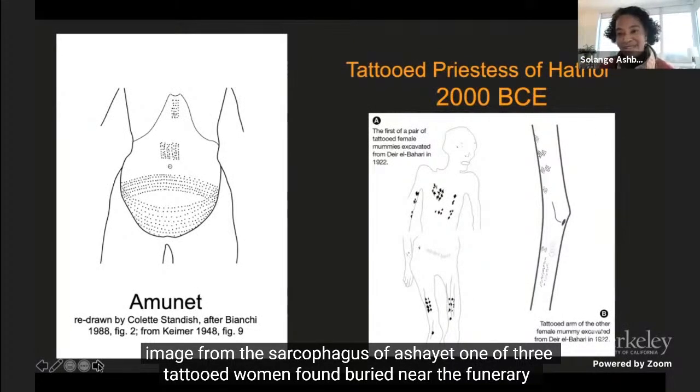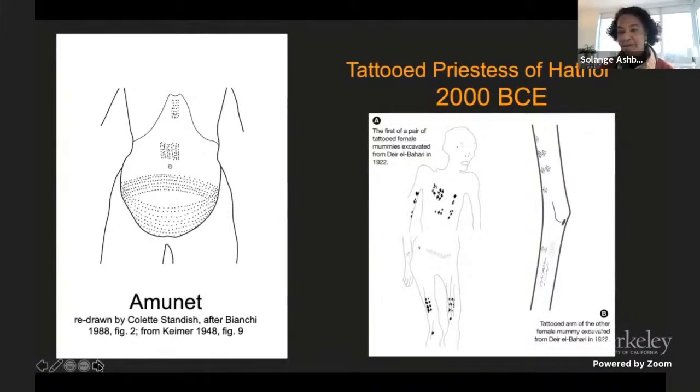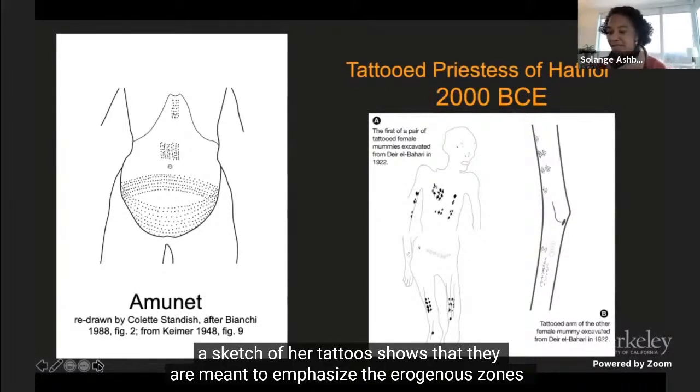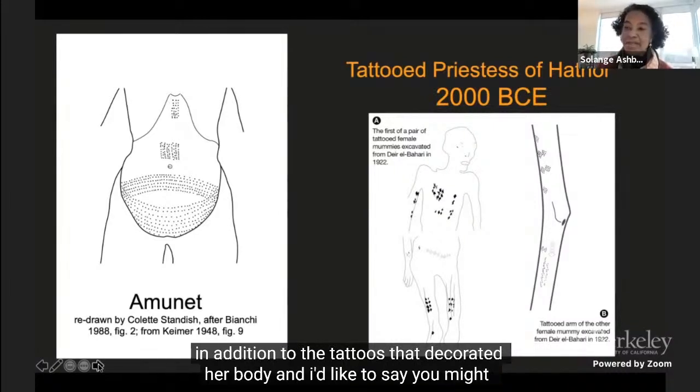One of 3 tattooed women found buried near the funerary complex of Mentuhotep II, Amunet, held the titles Sole Royal Ornament and Priestess of Hathor. A sketch of her tattoos shows that they are meant to emphasize the erogenous zones of her stomach and pelvic region. Some of these markings were cicatrices, raised scarification, in addition to the tattoos that decorated her body.